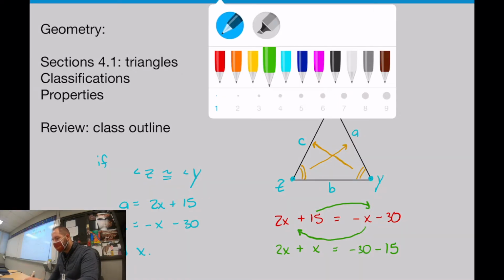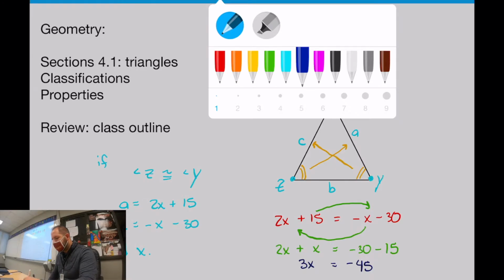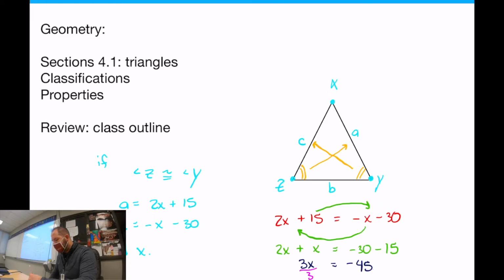We're combining like terms. So if I add the x's together, I get 3x. If I subtract those two numbers, the negative 30 and negative 15, I get negative 45. Now what? Divide by 3. So if we divide by 3, divide by 3, divide by 3. Remember, division should always be the last step that you do to find it, if you have to do it at all. If I divide by 3, my x ends up being negative 15.